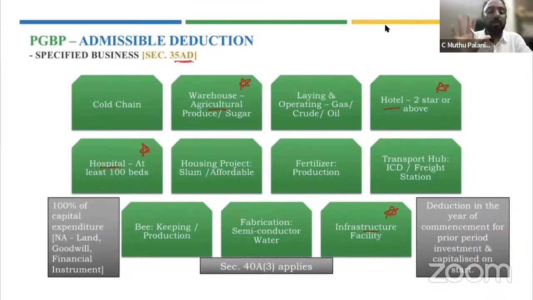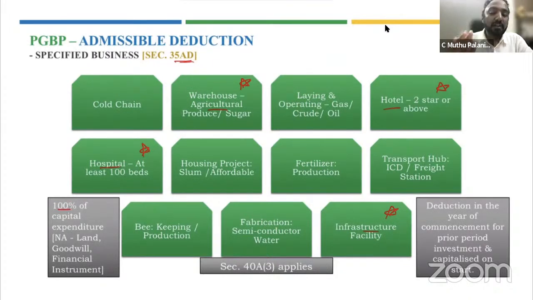Now, what is the provision? The provision says you can claim 100% of capital expenditure, which means in both section 35 and 35AD, you are eligible for 100% deduction of capital expenditure, not revenue expenditure. Which means you cannot claim depreciation. Since you are claiming 100% here, there is no depreciation on such assets. It's like 100% depreciation. So 100% of capital expenditure will be allowed.